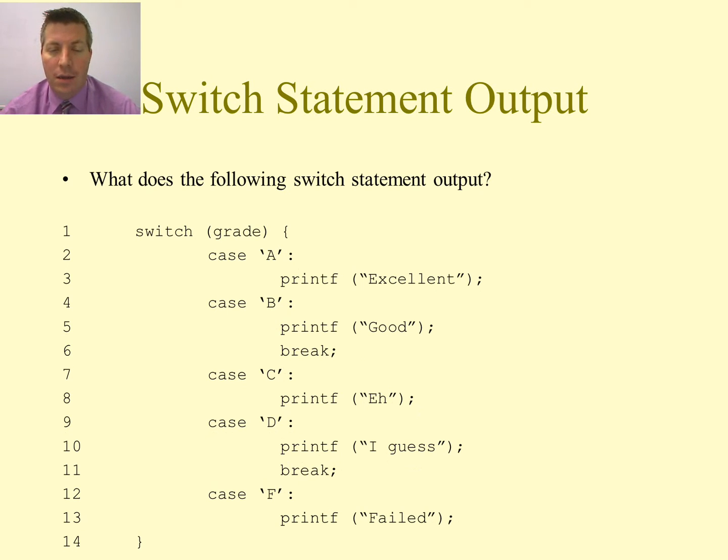Okay, so take a look here. I've added a few break statements in. Let's see if you can figure this out. If the grade is a capital B, what is going to be output?